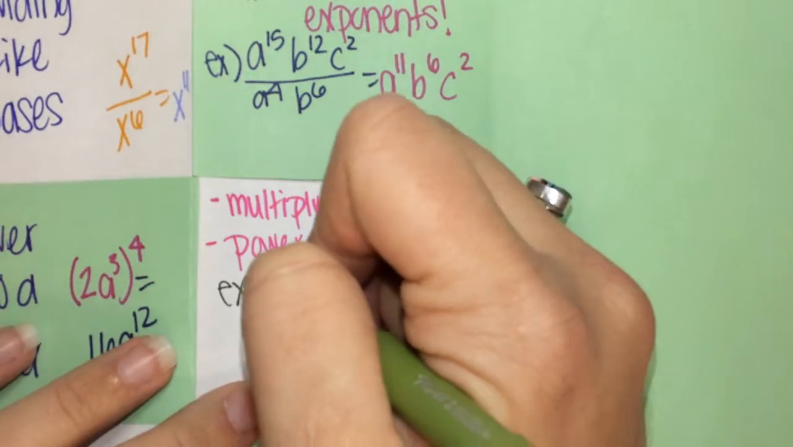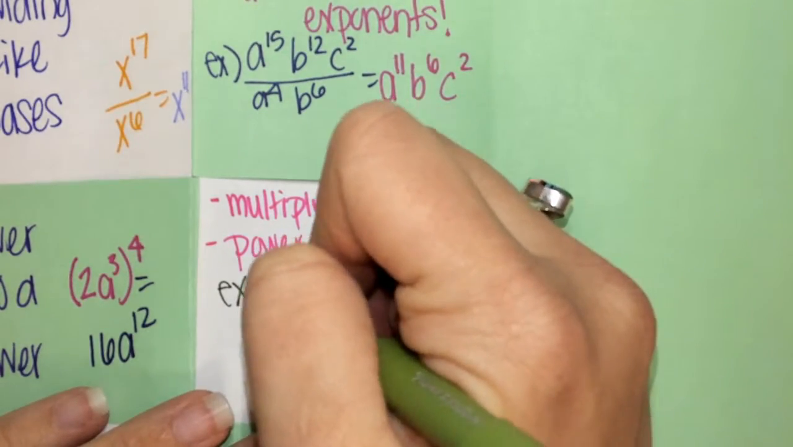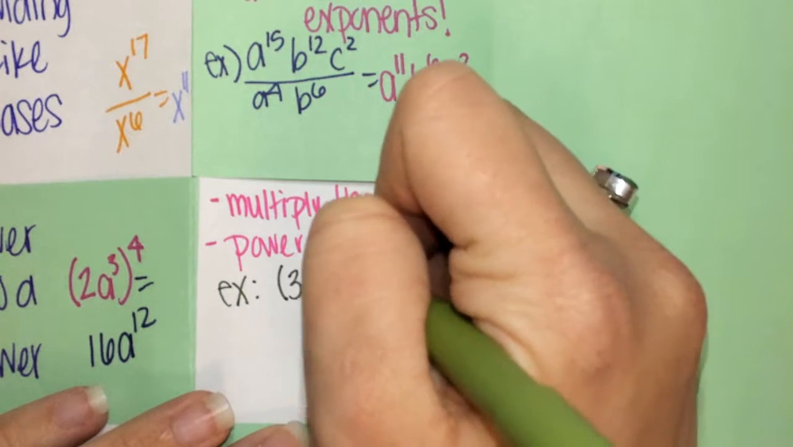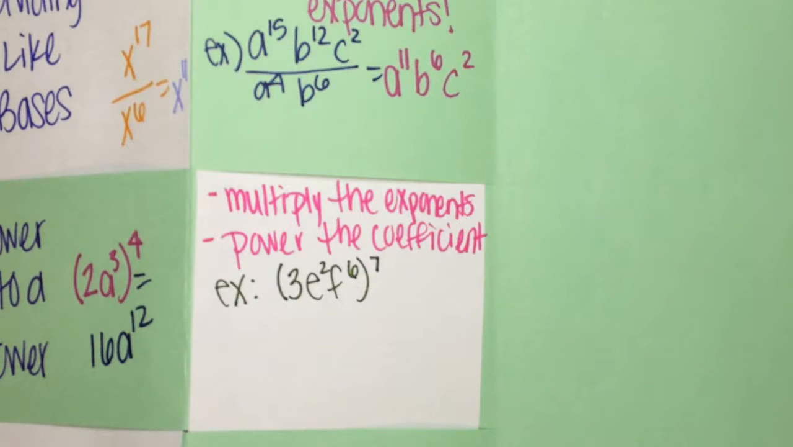All right, so this example is going to be 3e squared f to the 6th all to the 7th power. You think you can do that one without me? Also, you guys know on your calculators that you have a little button that does exponent for you. It's called the caret button, and it looks like the rooftop of a house. Yeah, it's a caret.